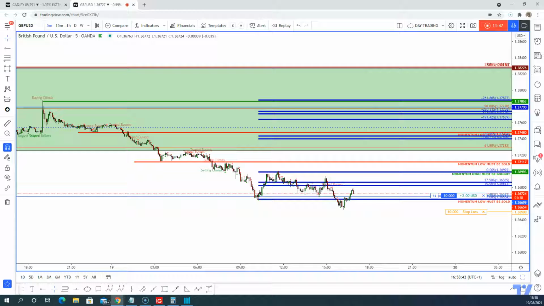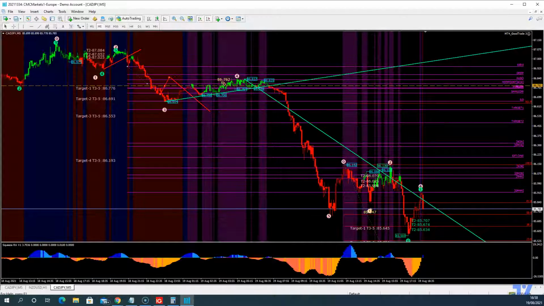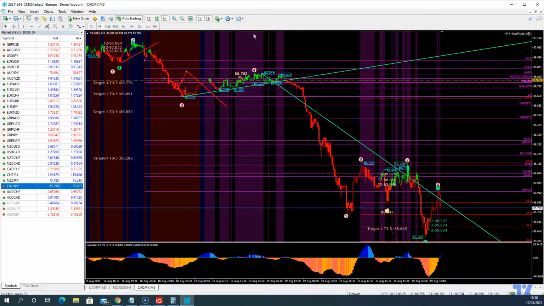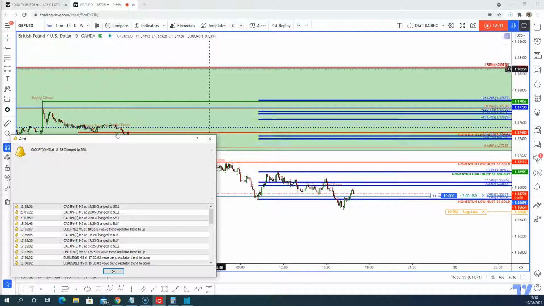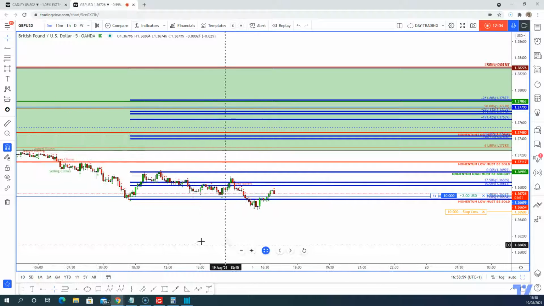So let me quickly look at, I'm trying to find the chart for the pound. I'll probably share that one as a screenshot if I've got the time to do that.